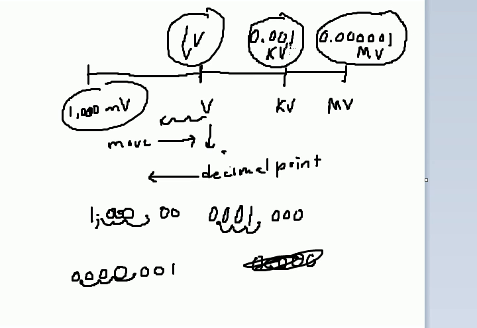If I measure 1/1000th of a kilovolt, I've got a volt. I've also got 1,000 millivolts. They're all the same. It's like saying 12 inches, 1 foot, 1/3 of a yard.